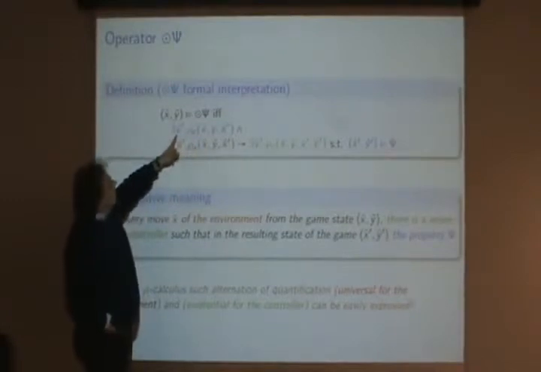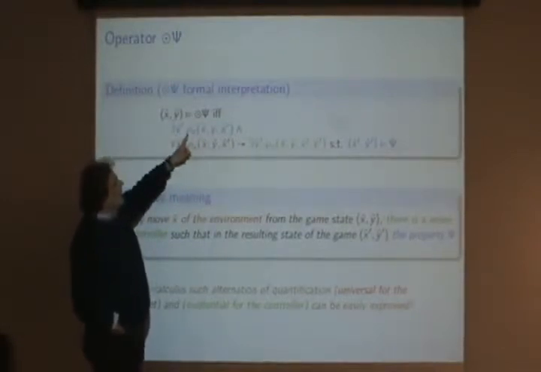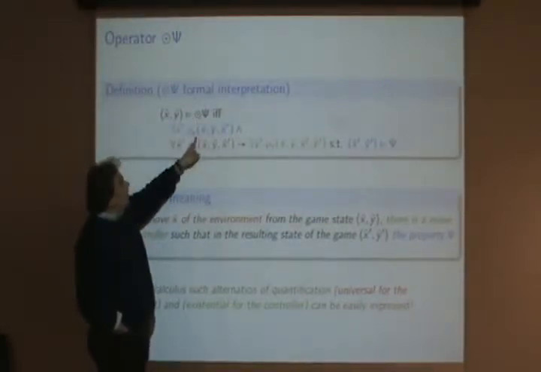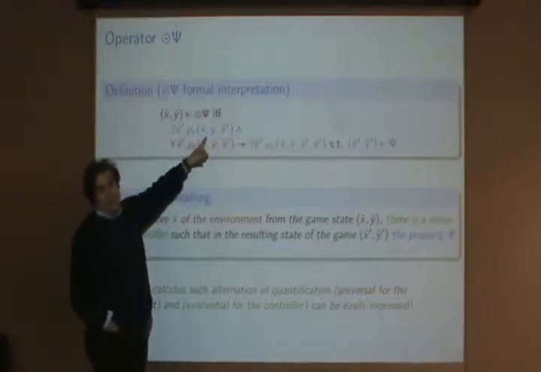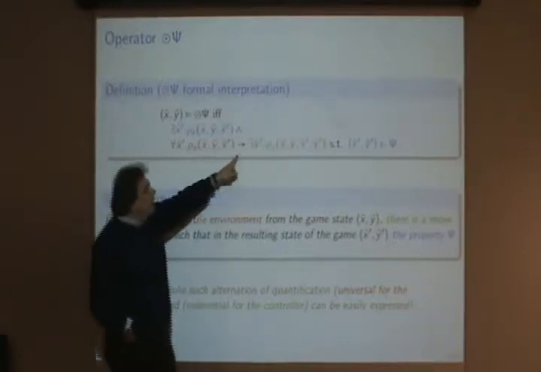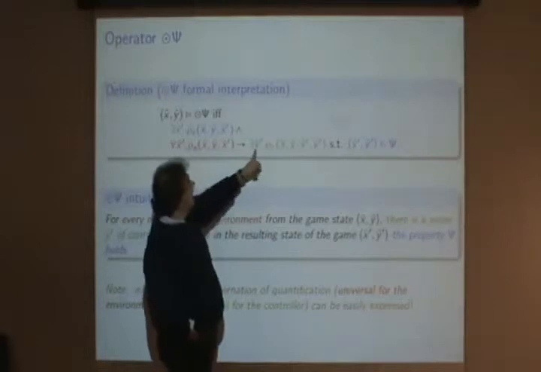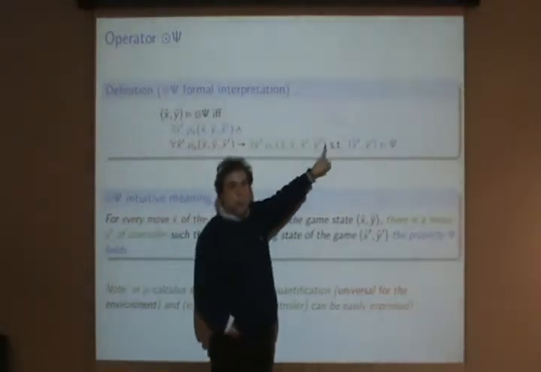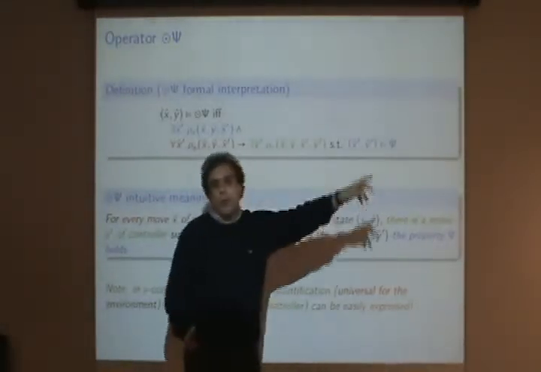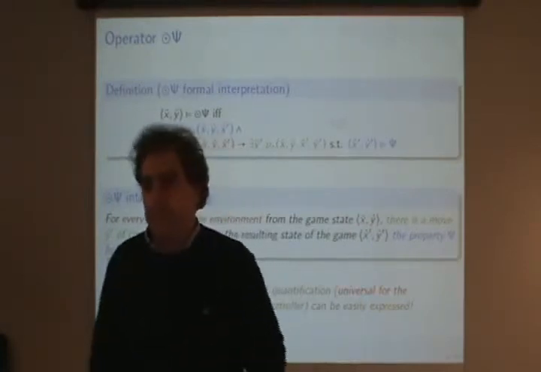What this says is, next means that the environment can do a move. Obviously, we want this to move always. And for every move that the environment can do, observe, for all moves, there exists a move of the controller such that phi is true next. This is the key point.